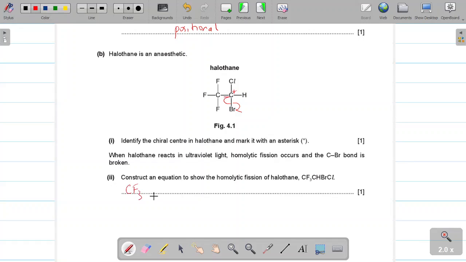So we will see CF3CHBrCl to give us, the first obvious one is that we will get a bromine radical, which is signified by this dot, plus CF3CHCl radical. Right? Pretty straightforward.